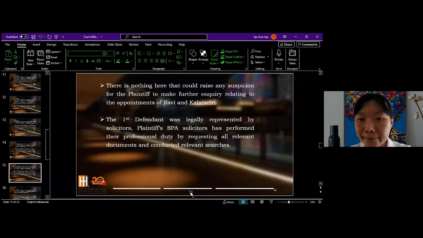Both parties are represented. Especially the plaintiff's solicitor has already performed their professional duty. They already made all the relevant searches, the title search, and the SSM search, they have already done.